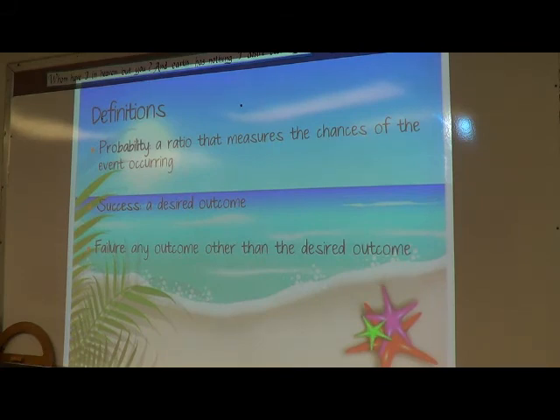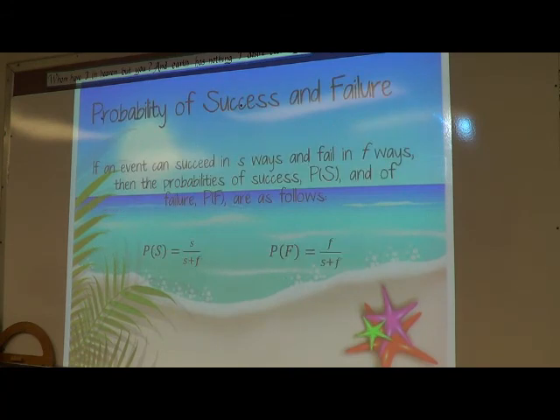Probability is a ratio that measures the chances of the event occurring. Again, a ratio being a fraction of some kind, so we're looking at numerator and denominator. And the success and failure is pretty obvious. Success, that's what you want to happen. Failure, anything other than what you want to happen. So, probability of success and failure.